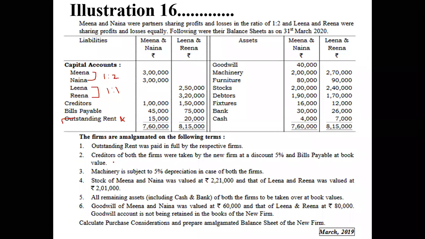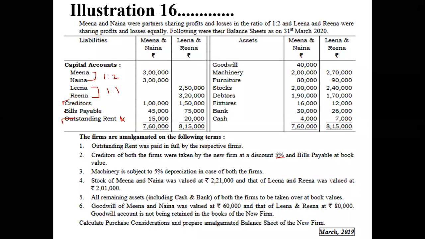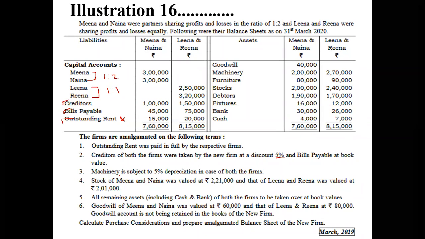Creditors of both the companies were taken by the new firm at 5% discount. Bills payable at book value. Machinery subject to 5% depreciation in case of both the firms.